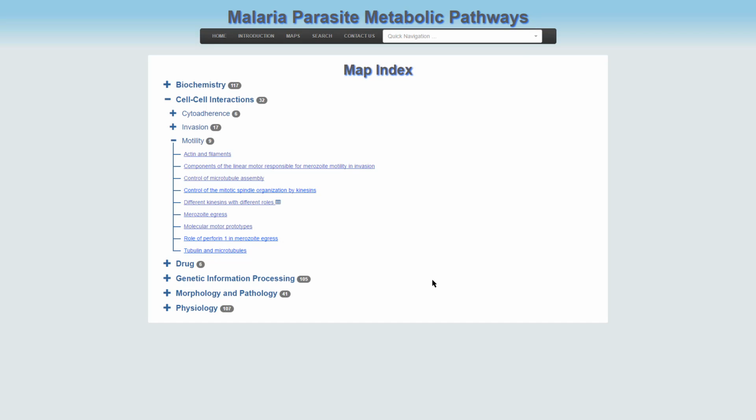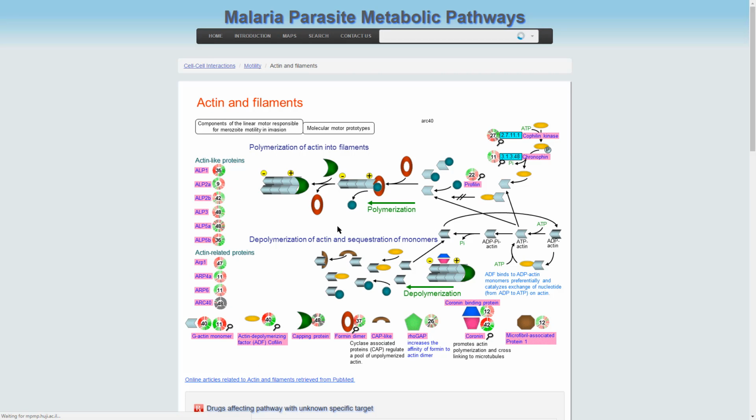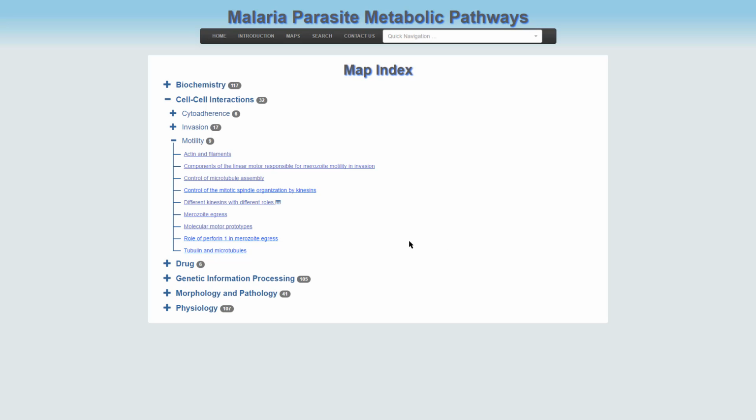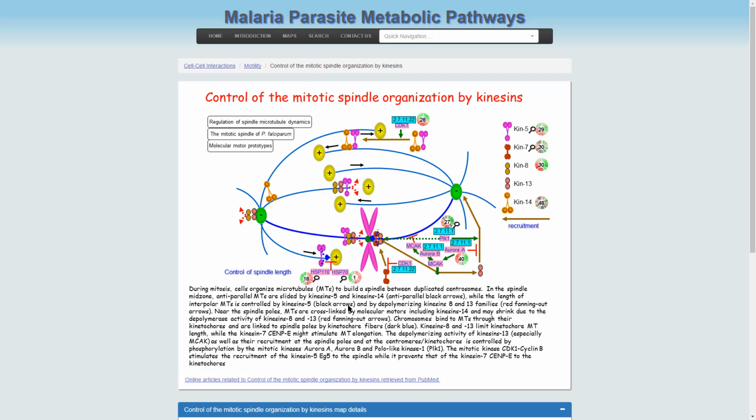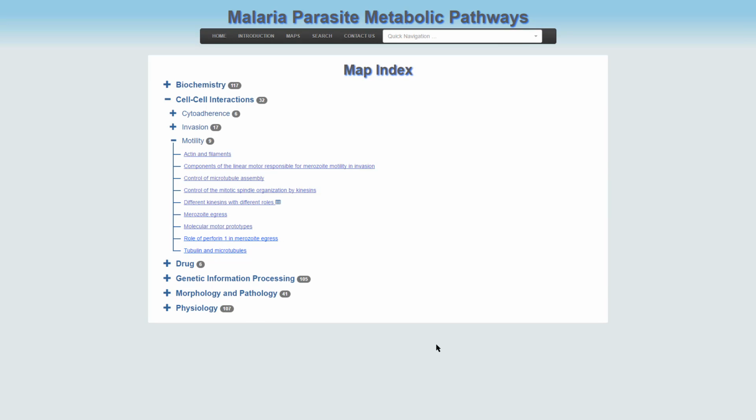And this is the example of actin and filament formation, the dissociation and depolymerization of actin, sequestration of monomers, and so on. If we go back, we can see that we have the control of spindle movement by different kinesins, and all of them can be found here.